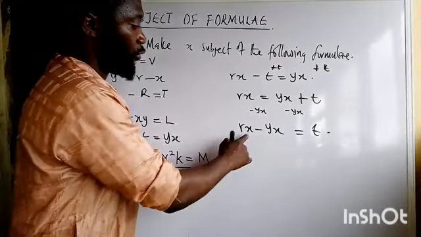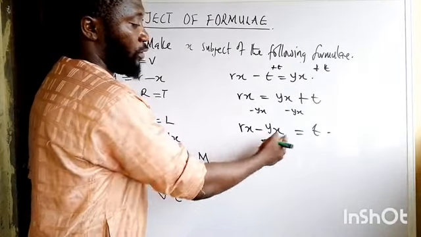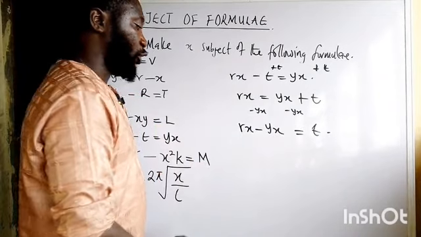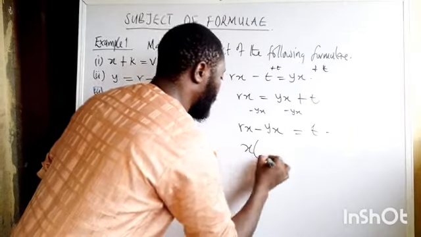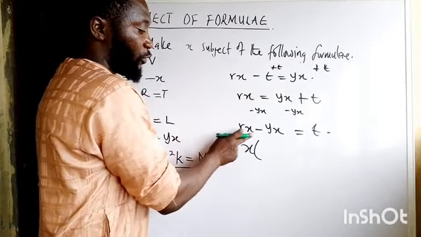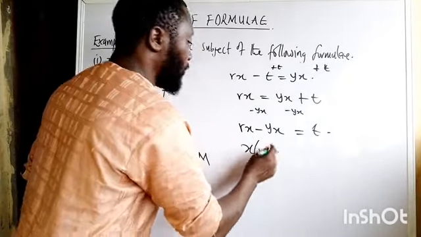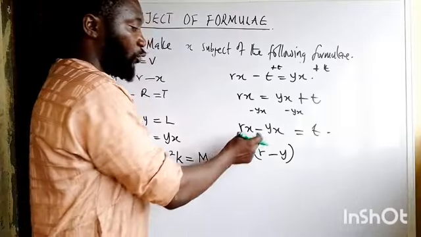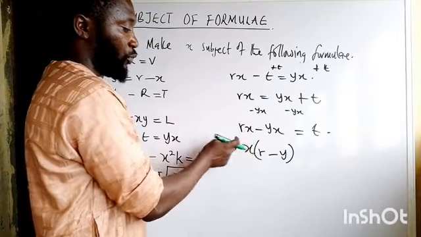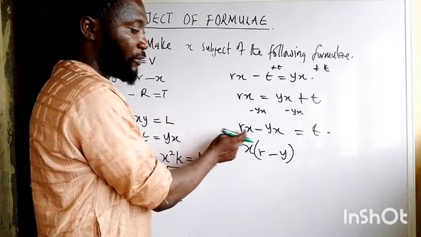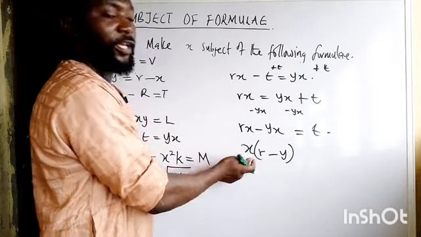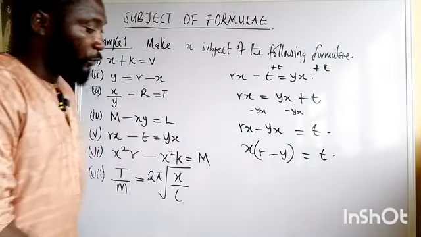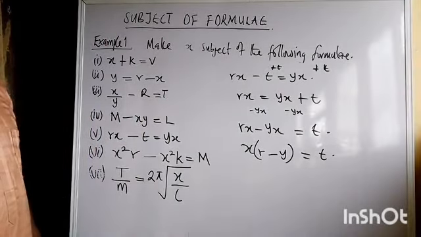Now your x is here, your x is here, so you can factorize out your x. So you take out x. When you divide this by x, what do you have? R. Divide this by x, what do you have? Y. Once you remove x from these two, you are left with just r minus y, and this is x outside. Then this equals t.